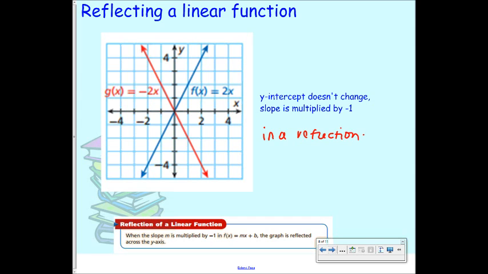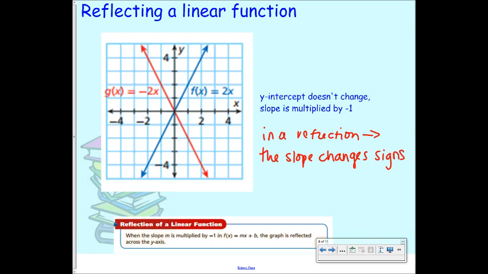So then, for example, f of x equals 2/3 x plus 8. If you were reflecting that, just reflecting it, what would change in this equation? The only thing that would change is instead of being positive 2/3, it would be negative 2/3. Does the number change at all?